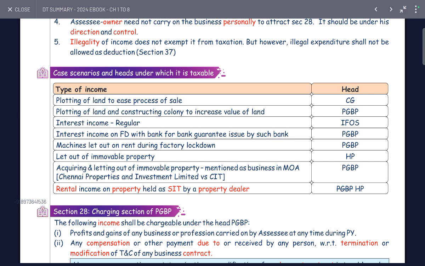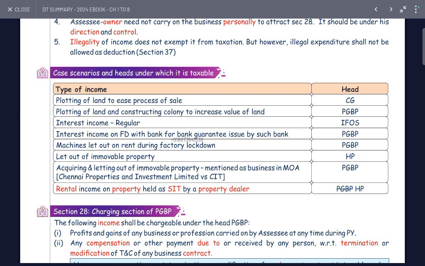Interest income is regular income from other sources. Interest income on bank FDs, and interest on bank guarantees issued by the bank. Machinery let out on rent during the factory lockdown is business income. Letting out of immovable property is house property income.